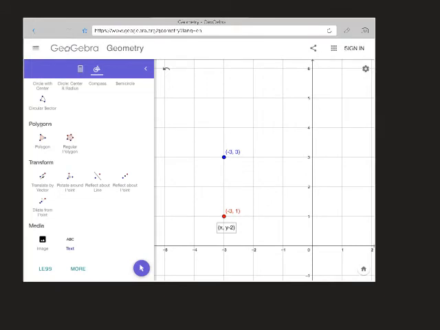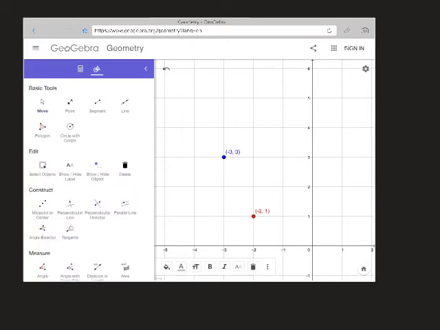Because again, the blue point is our original point. The red point is our new location. And how do I get from the old point to the new point? I have to go down 2 units. When you translate down, it's negative. When you translate up, it's positive. And this changes the y value, not the x value. Therefore, this was a translation down 2 units.